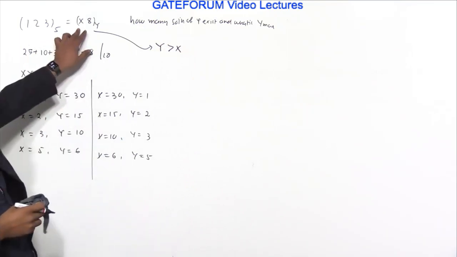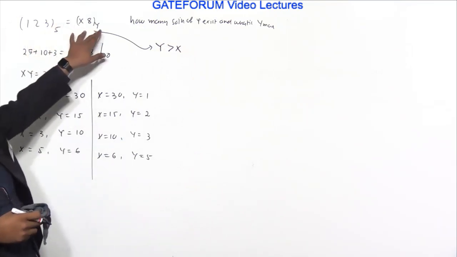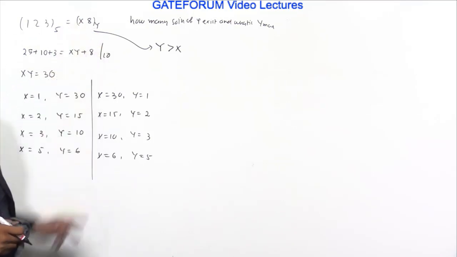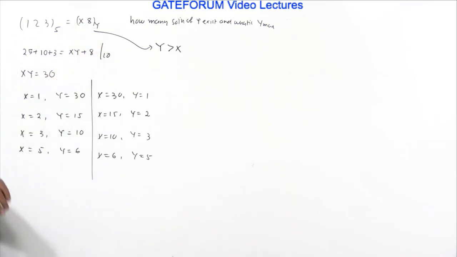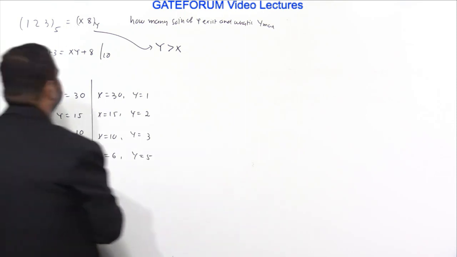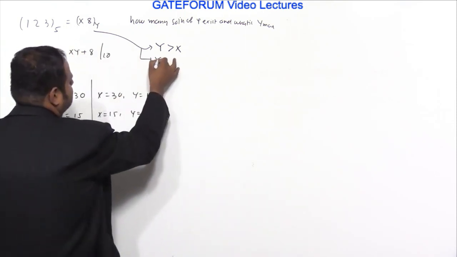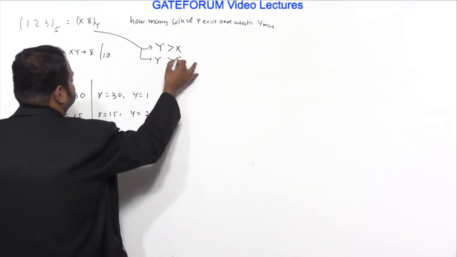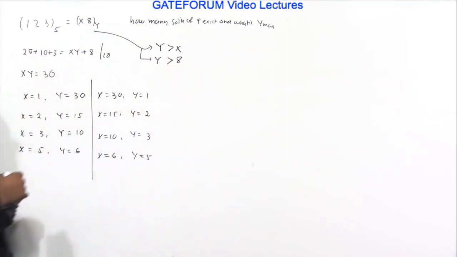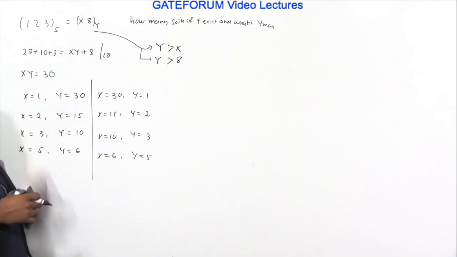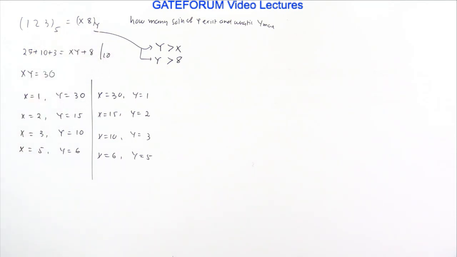Yes or no? X is the digit that is inside the base y number system. So x has to be less than y. X cannot be greater than y, because we said if the base is y, the maximum digit present is y minus 1. So if y is the base, it has to be greater than x. That is one case. Second case, I don't know what x is, but one thing I am sure of, y has to be greater than 8. Because if y is the base, y has to be greater than each of its digits. Y has to be greater than x, y has to be greater than 8.